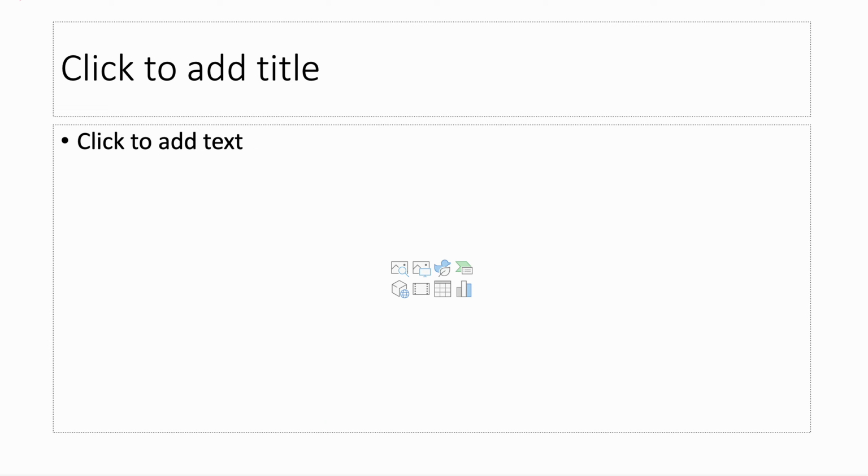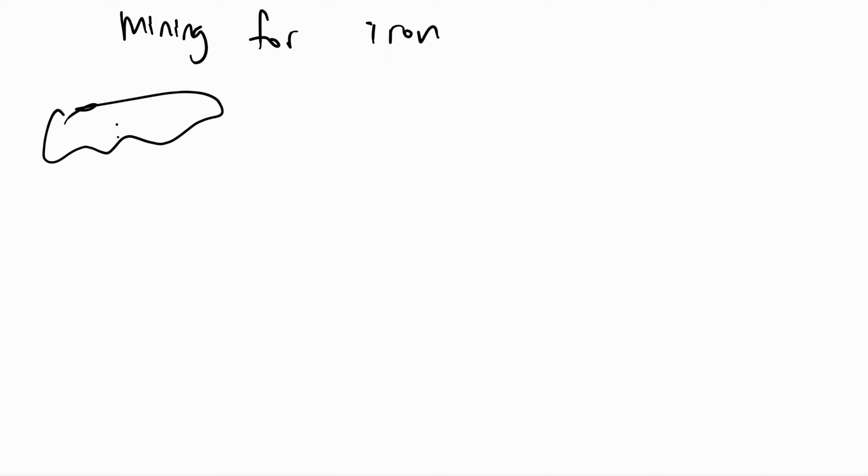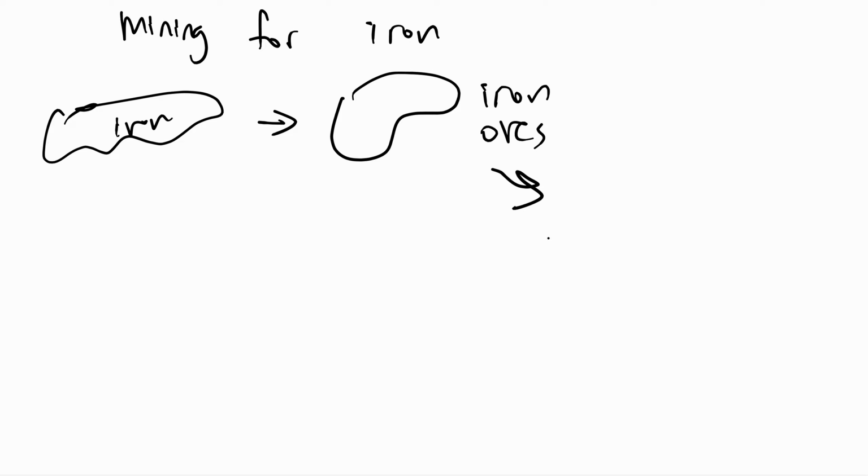This is an example that you have to know for your GCSEs. It's mining for iron. All right? So in Earth, we'll have a bunch of rocks, and in here, you might have some parts of it being iron. So you would separate out the parts that include iron, and you get something called iron ores. What are iron ores? Ores are basically just metal-rich compounds that we can use to extract metal from.